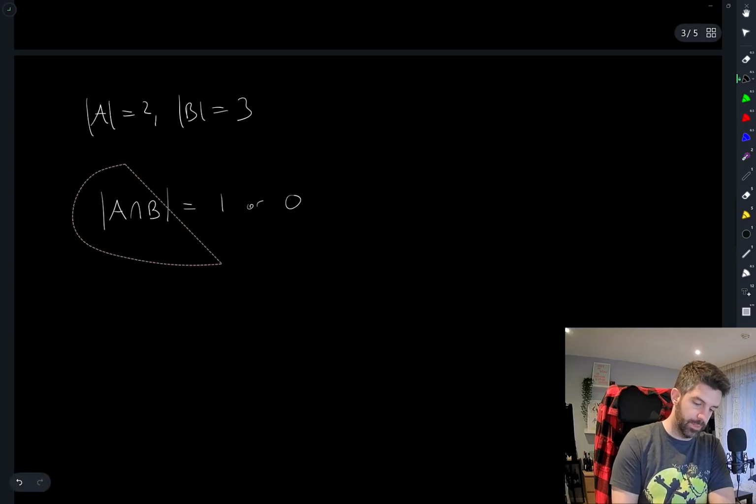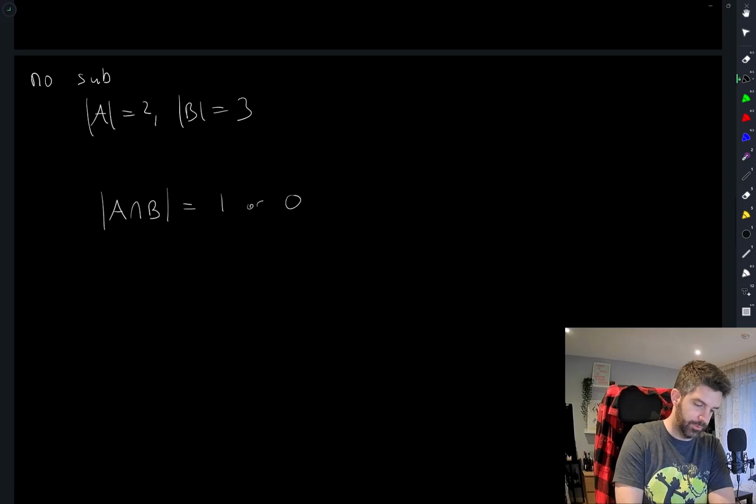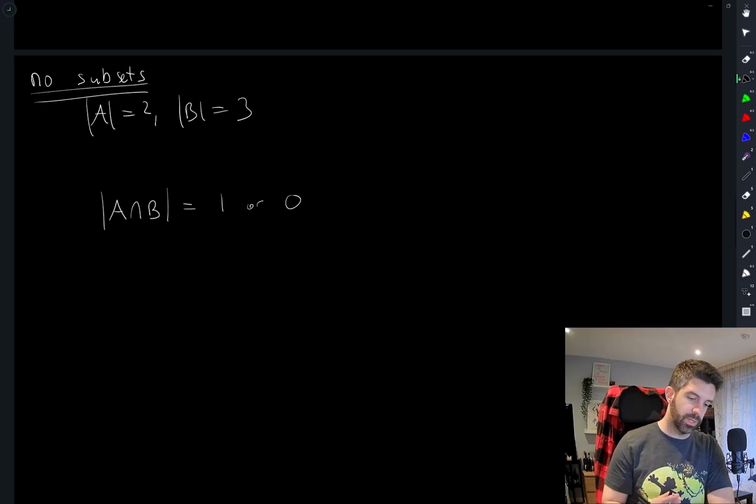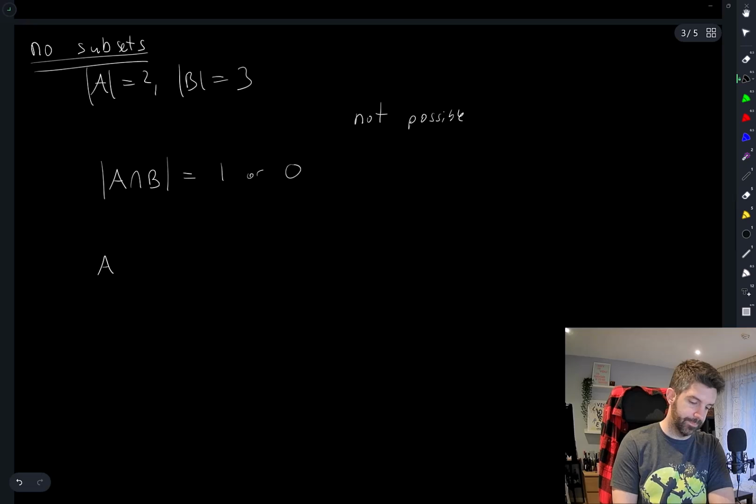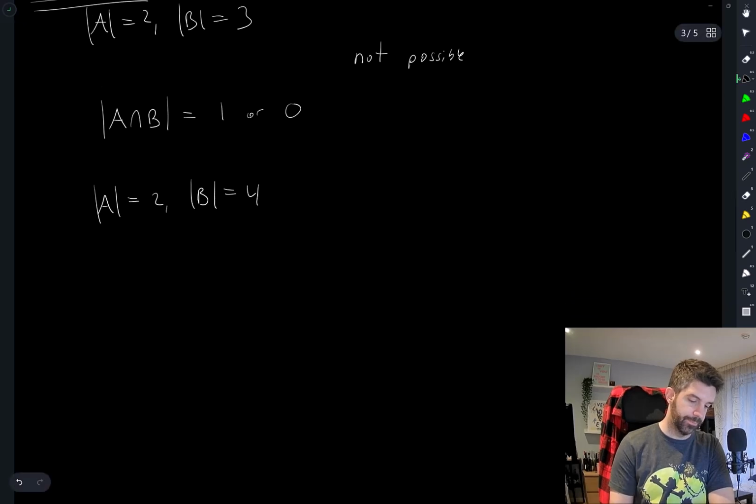Okay, so let's say no subsets. We're only looking for cases that work where neither is a subset of the other. So this is not possible. And I mean this combination is not possible. So let's try A equal 2 and B equal 4.